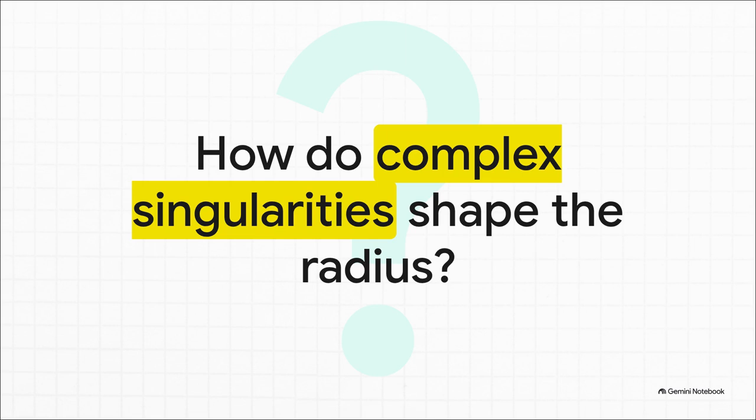But wait, actually, scratch that. We only looked at a simple singularity right here on the real number line today. So the really crucial takeaway, and the question I want to leave you with, is this. What if a function has singularities hiding off the number line way out in the complex plane? If the roadblock is completely invisible to the real numbers, how does that shape your radius? Keep that in the back of your mind as you continue exploring mathematics.